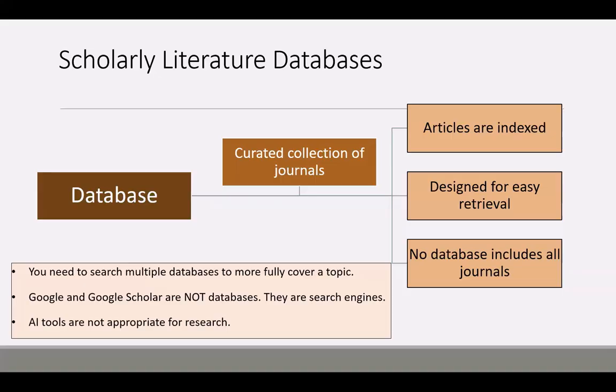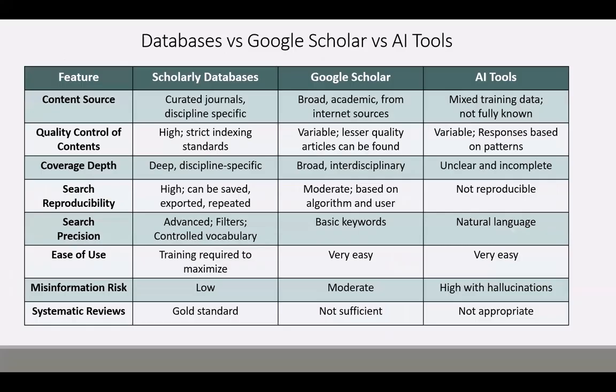All of those articles are indexed, meaning they are designed to be retrieved. Maybe they're adding some keywords or some headings to it, some index terms that make them findable. And it's important to note that no database in the world includes all the journals. Even in the biomedical landscape, you're going to need multiple databases to fully cover a topic. So Google and Google Scholar are technically not databases. They're search engines. They don't live in a box. They search the internet. And AI tools are not appropriate for research. And I'll talk a little bit more about that on my next slide.